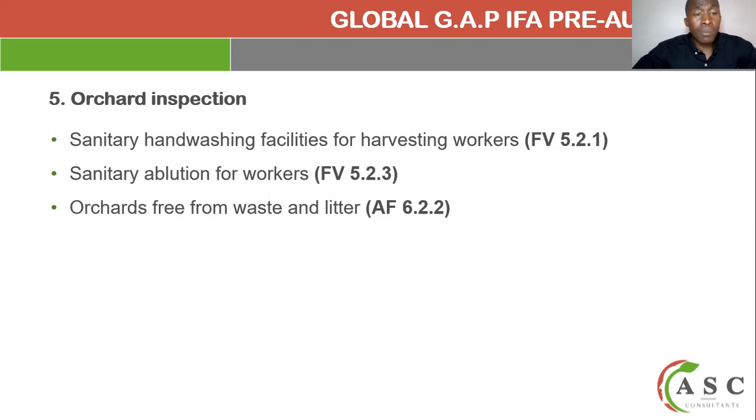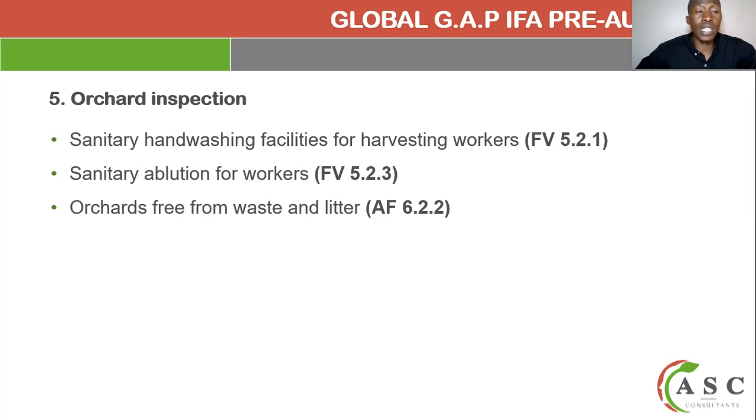Then lastly, the orchard must be free from waste and litter. As indicated, special attention must be paid particularly to non-degradable waste. Even if it's degradable waste like your citrus fruit waste, for example, it should not be disposed of anywhere other than 100 meters away from the orchard. So that's also a very important thing to consider.